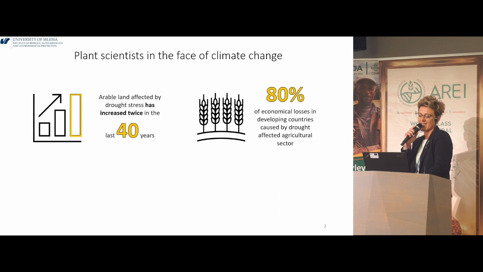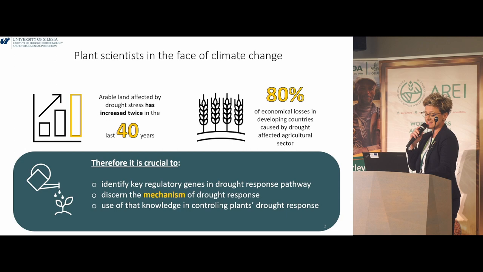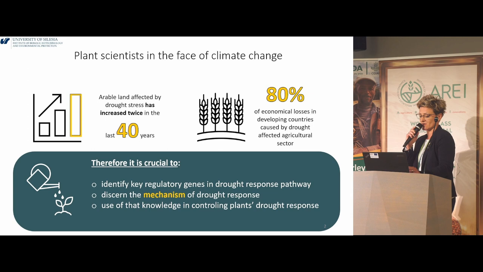As we know, it's not really optimistic. The arable land affected by drought stress has increased twice in the last 40 years, and 80% of economic losses in developing countries caused by drought already affect the agricultural sector. So basically what we can do is to identify key regulatory genes, then to discern the mechanism of drought response, and also to use that knowledge to control plants' drought response.